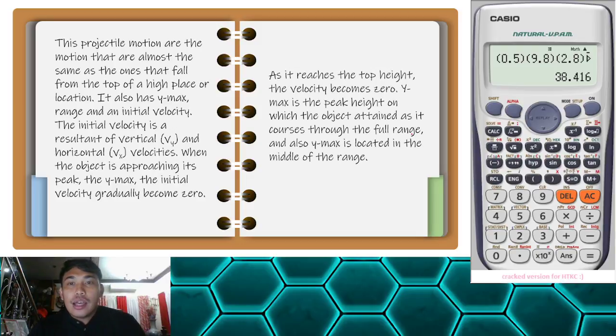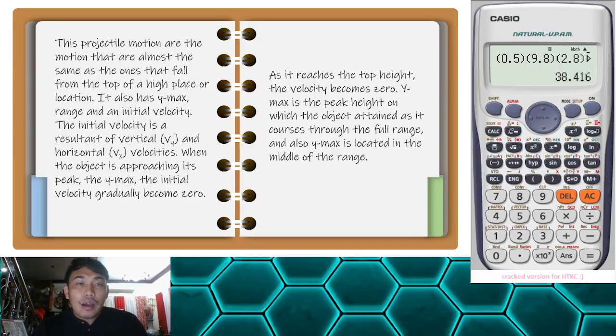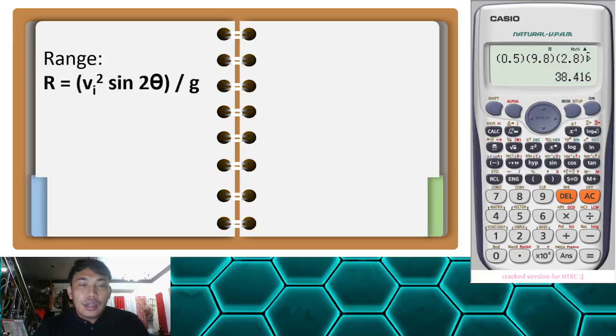As it reaches the top, the velocity becomes zero. Y max is the peak height the object attains as it courses through the full range, and y max is located in the middle of the range. We all know this because we've just seen it from our drone. Okay, so let's have the formula of the range, which is R equals v_i squared sine 2 theta all over g.